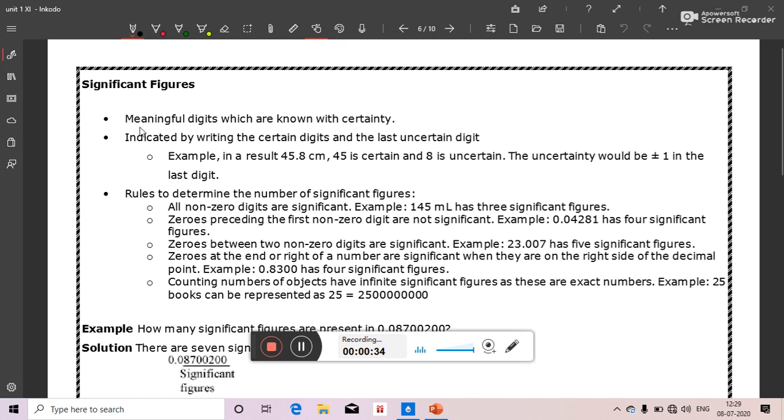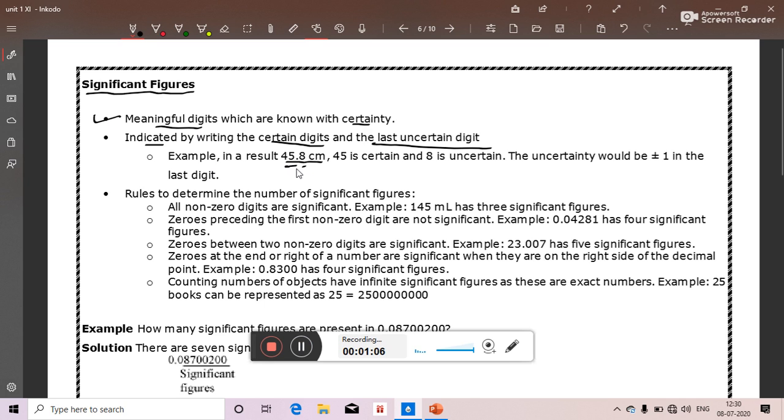Now let us see what are significant figures. Significant figures are meaningful digits which are known with certainty. They are indicated by writing the certain digits and the last uncertain digit. For example, in a result 45.8 centimeter, 45 is certain but the last digit 8 is uncertain.